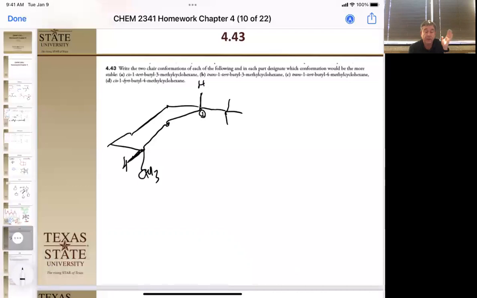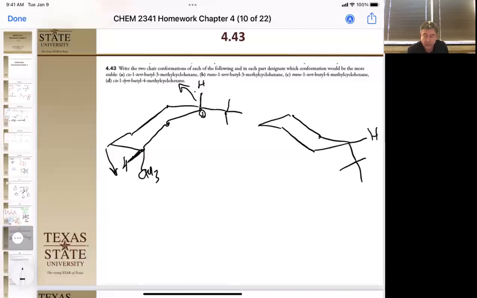So now we have to flip it and draw the other isomer here. So to flip it, we want to pull this side up and we want to push this side down. So when we draw it, we're going to draw our line the other way with our methyl here, and now our hydrogen is going to be here, and our tert-butyl group is going to be there.